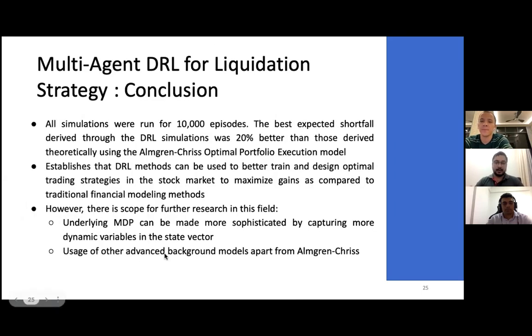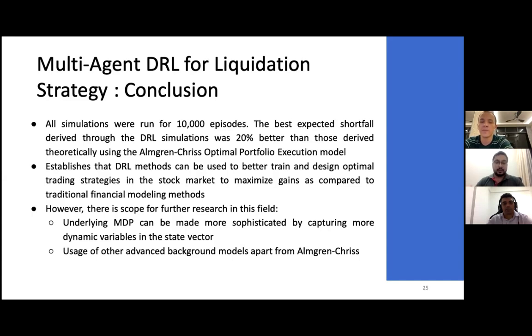Okay, so finally, I'd just like to conclude this paper. Just to round up, all the simulations that we saw in the previous evaluations actually ran for like 10,000 episodes. The authors did not see it fit to run for even more episodes, because apparently the results were also 20% better than those that were derived theoretically using the Almgren-Chriss portfolio model. And this also establishes that DRL methods can be used to better train and design optimal trading strategies in the stock market to maximize the cumulative returns as compared to the traditional financial modeling methods that are probably more used in the market at present.